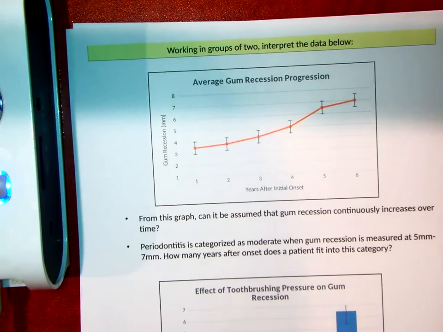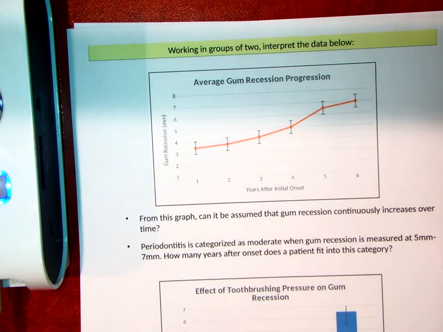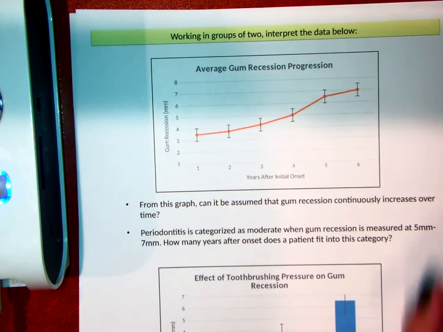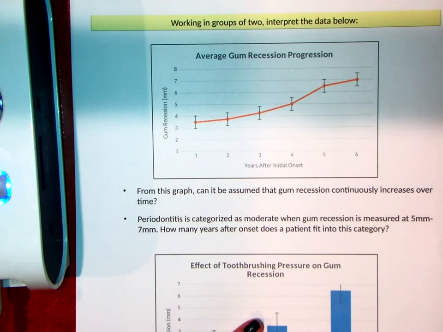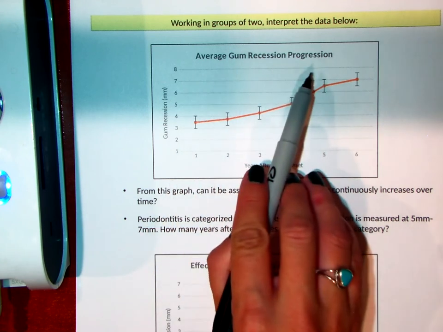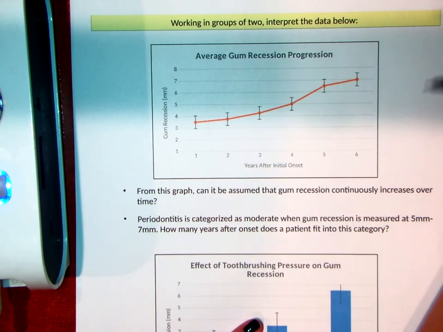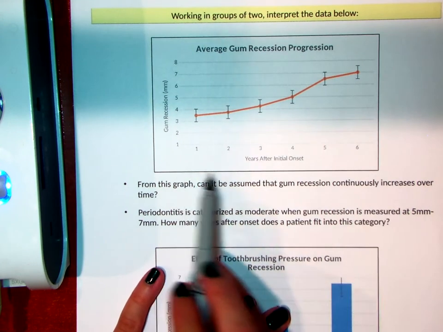All right, so let's look at some more graphs to make sure we can interpret the data. So working in groups of 2, again, or on your own, if you are on your own, which is fine. Let's interpret the data below. So this graph is showing average gum recession progression. So your gums in your mouth can recede over time, kind of pull away from the teeth and the roots of your teeth. And this is a line graph because we're looking at measurements over time.